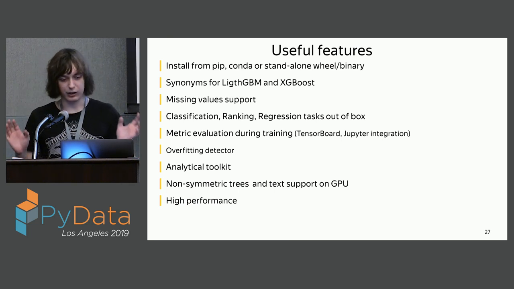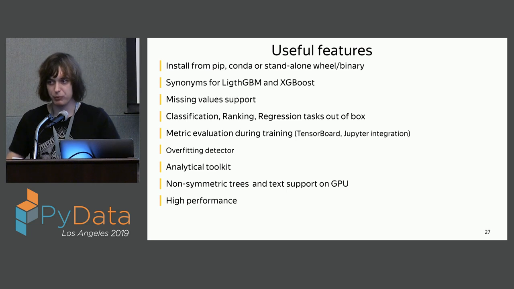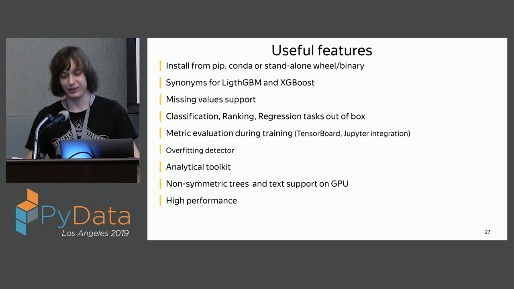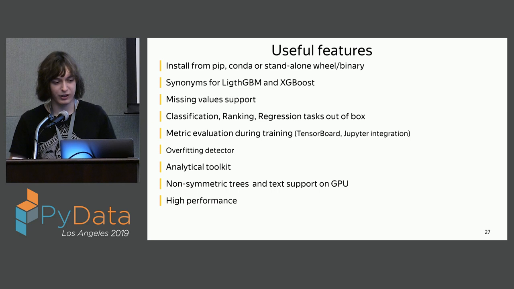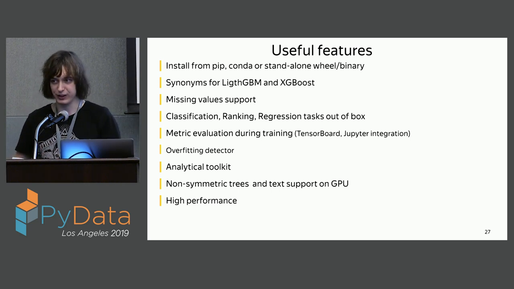The next thing. In CatBoost, we have many different objectives. So if you need to solve classification problem, ranking problem, regression problem, for example, Poisson regression or mean absolute regression, and definitely least squares regression, we have loss functions that work out of the box and you don't need to implement them.